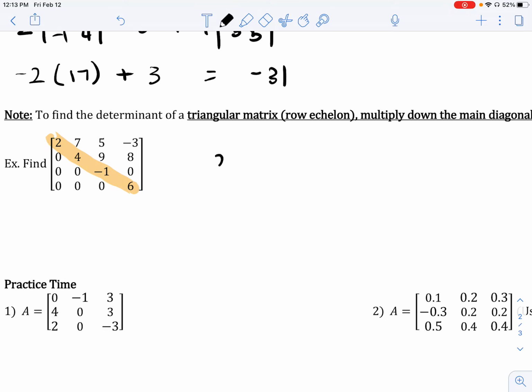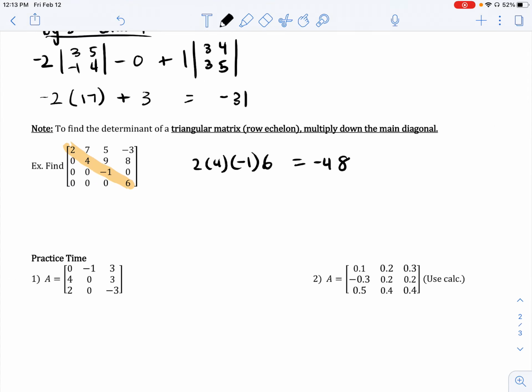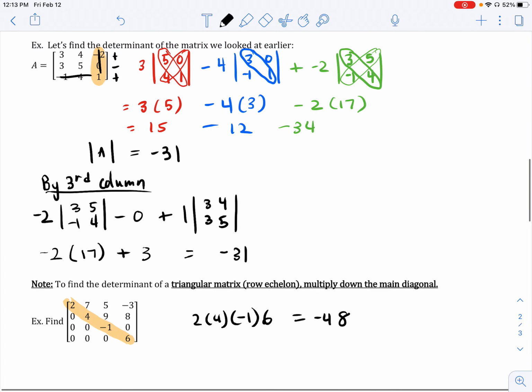What's the nice little shortcut to this is you can just multiply to find the determinant of this matrix. It would simply be 2 times 4 times -1 times 6, which would be -48. So this will take a little bit of practice just to get the hang of it, but I promise you once you do get the hang of it, it goes a little bit faster than what I've shown here. And hopefully now you have a good sense of how to find the determinant of a matrix using a couple of different methods.